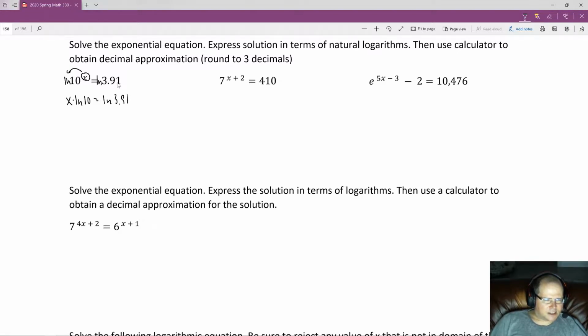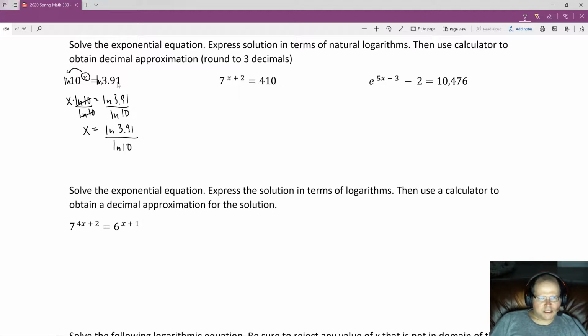Next, I want to solve for the x, but the x is being multiplied by the natural log of 10. So I'm going to divide by the natural log of 10, and whatever I do to one side, I do to the other. So let's cancel out, leaving me x is equal to the natural log of 3.91 over the natural log of 10.